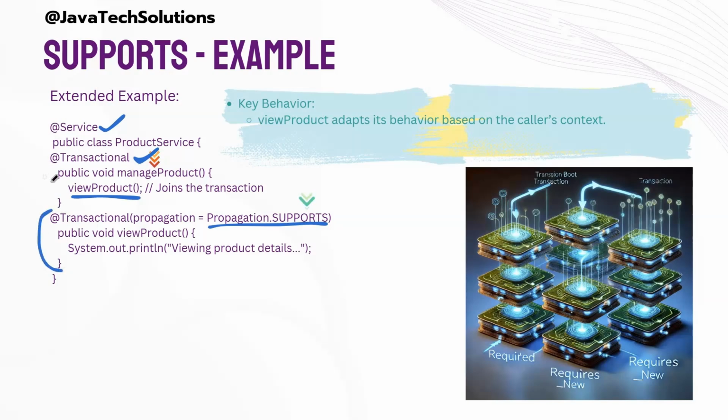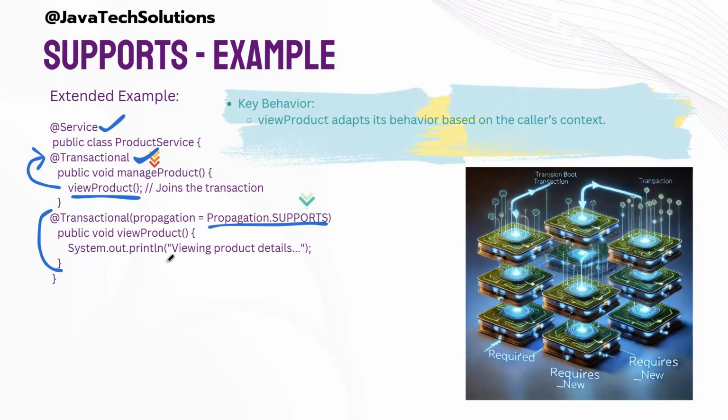Even if it is called from this view product, if we call this from outside of this class, then it will actually work as non-transactional, because we are not calling that particular service from a transactional method. In this example, you called it from here, and this class is a transactional class, so that's why it will support the transaction. But if we call this particular method from outside of this class, then it will work without any transaction, right?